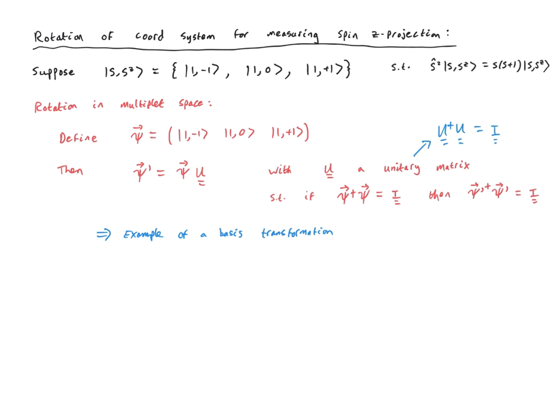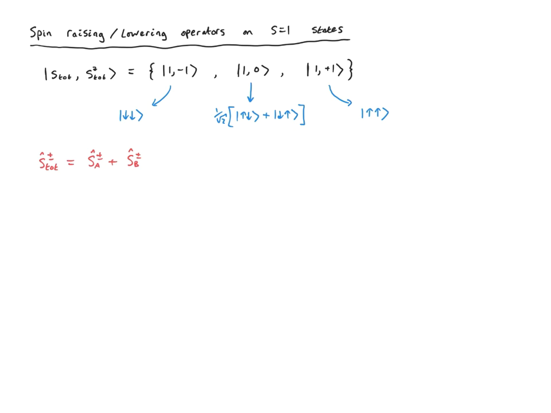The point is that this can be viewed as a rotation of our coordinate system for measuring the z projection. We can rotate our operators in a similar fashion, so that when we measure the z projection in our new basis, we again get +1, 0, and -1. Of course, our choice of the z-axis in three-dimensional space is arbitrary. This rotation is basically equivalent to rotating the coordinate system and picking a new z direction. This is an example of a basis transformation, which we began talking about in the previous lecture.